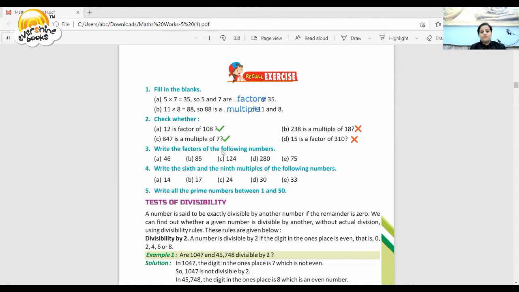Now write the factors of the following numbers. You have to write the factors of these numbers. For that, I'm going to share the board. So I'm sharing the board with you. And here, the number was 46. So the factors of 46 are 2, because it can be cut with 2, and 23. Okay, these are the factors.